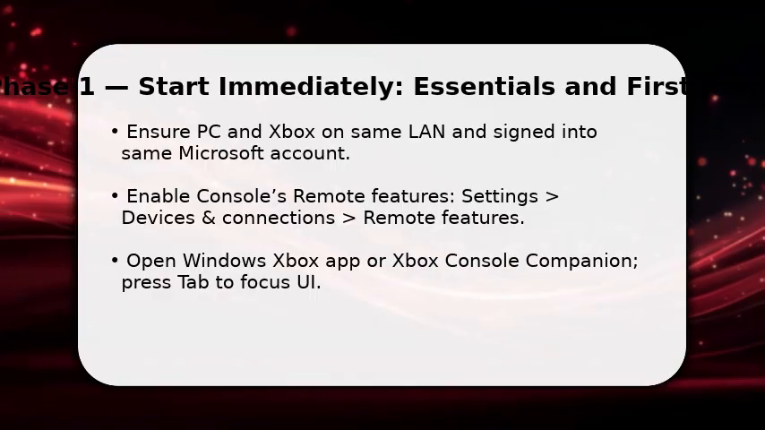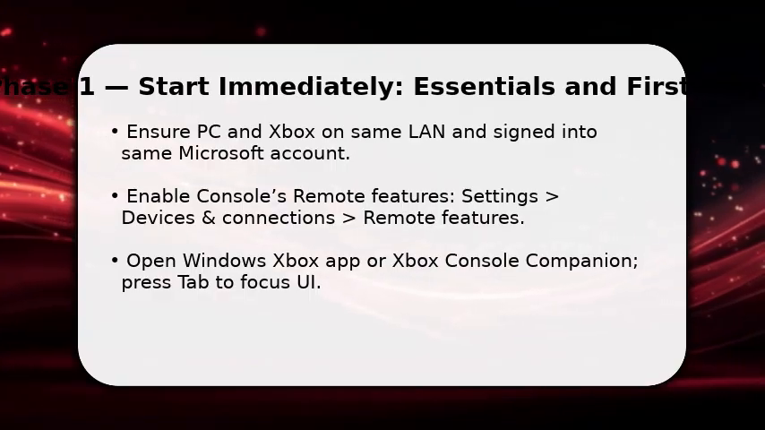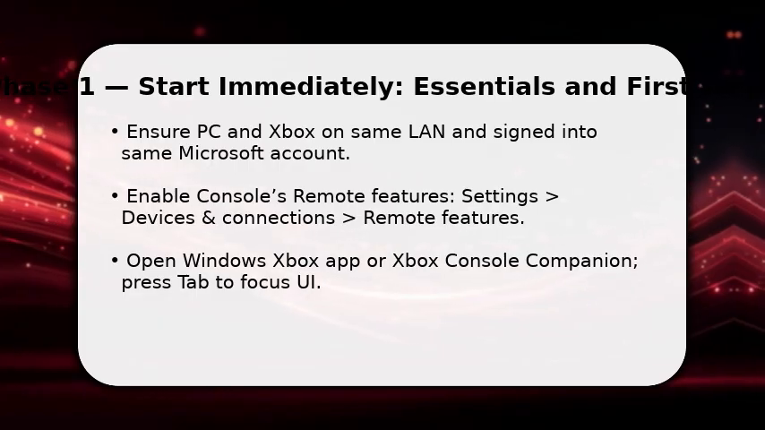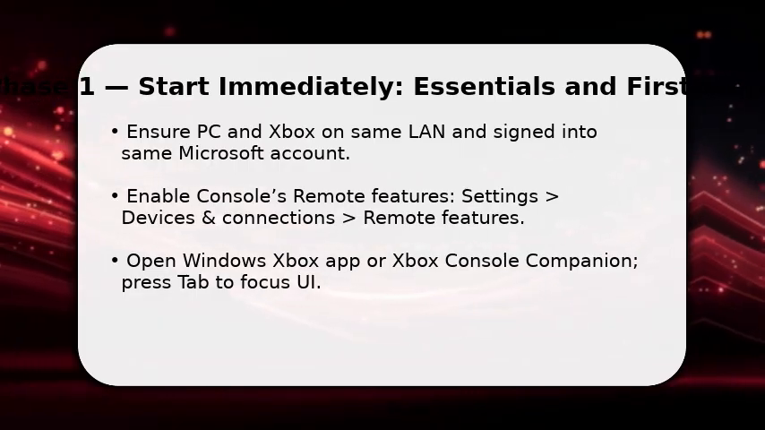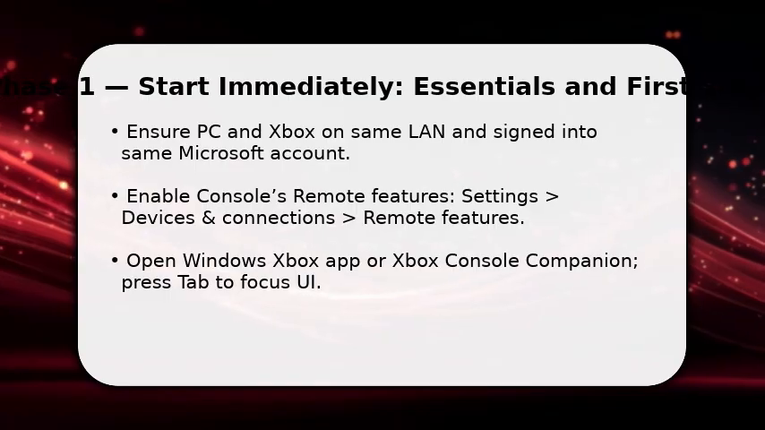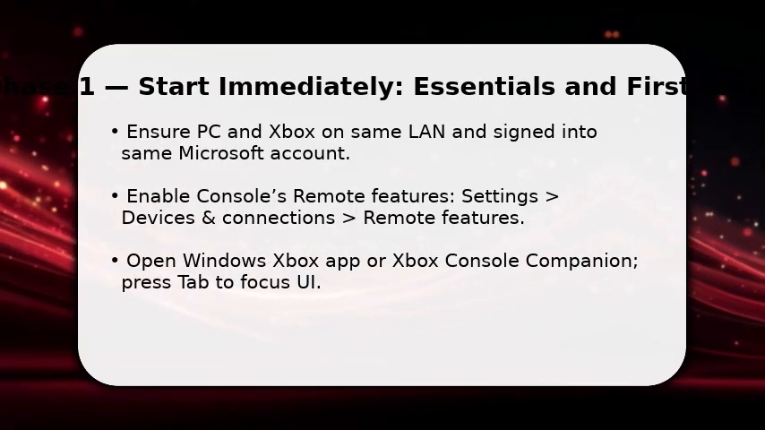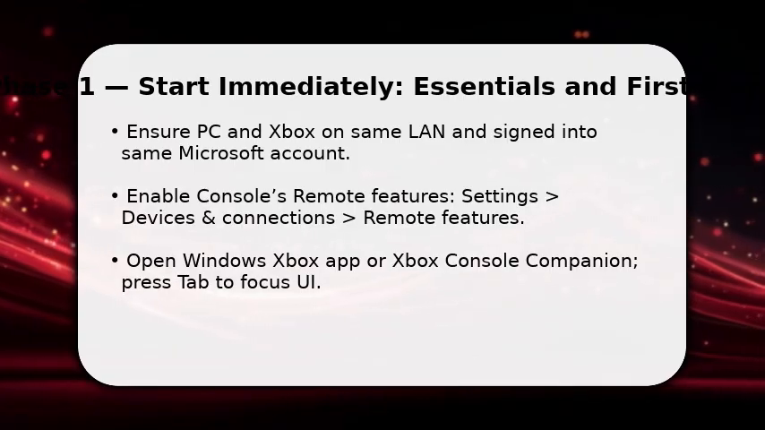Make sure your PC and Xbox are on the same network and you're signed into the same Microsoft account. Once done, enable remote features on the console: Settings, Devices and connections, Remote features, so the console accepts remote commands. Then open the Xbox app on Windows.